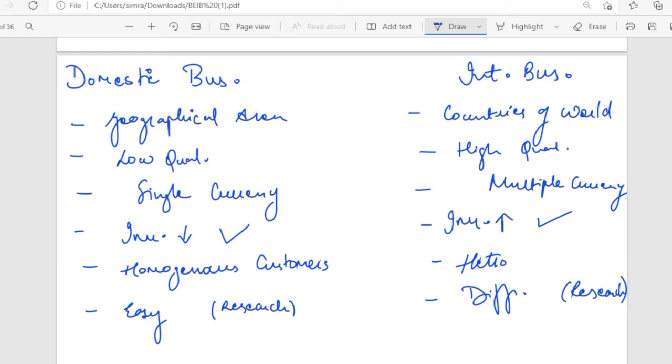But when you're planning to start a business in an international country, that is when you're planning to take up an international business, you will find a lot of difficulties in doing research, right? Because it's a different country, you don't know anything about it, you have to go there, or you have to hire someone to do the research, so the process will be difficult. Yes. So that is the difference between domestic business and international business.